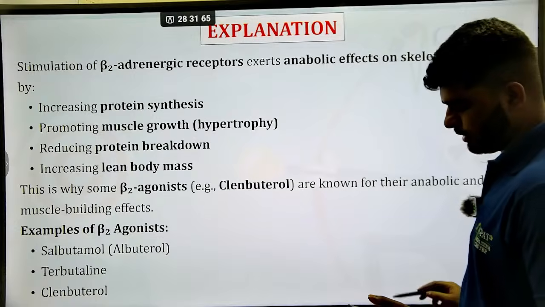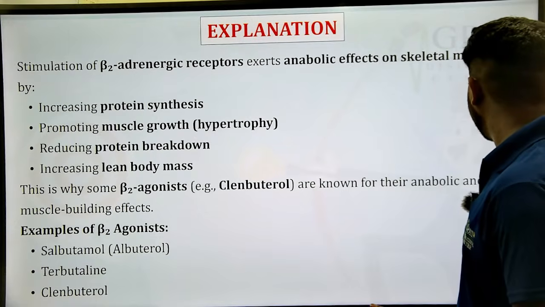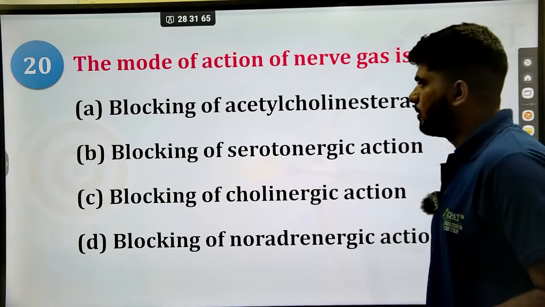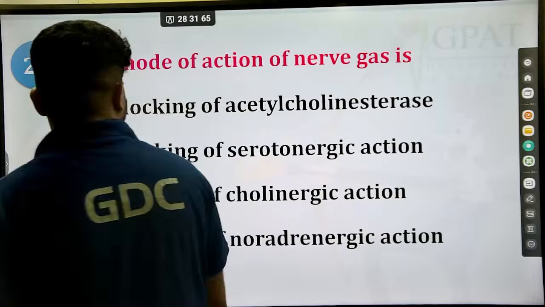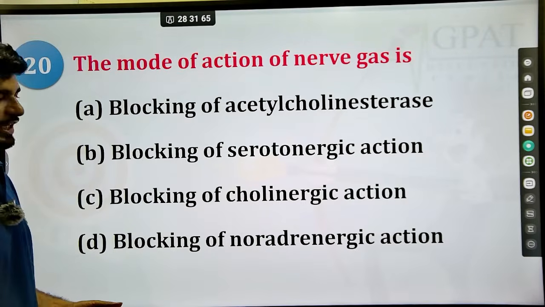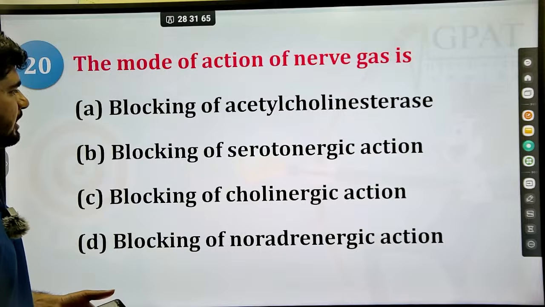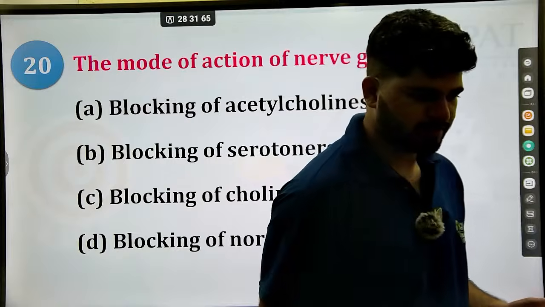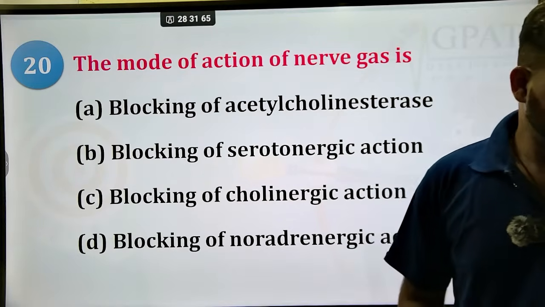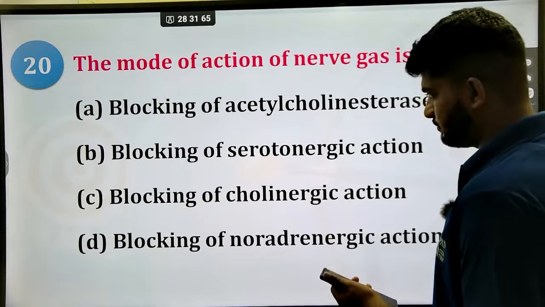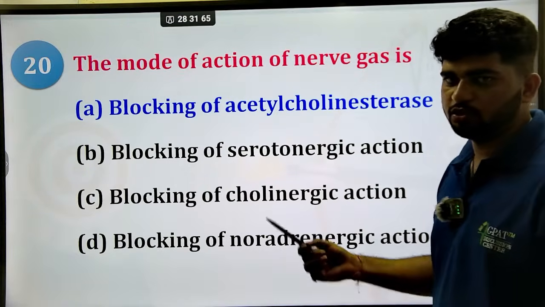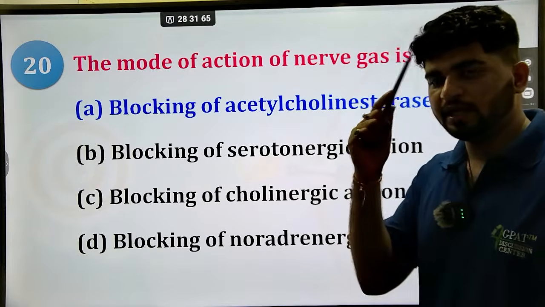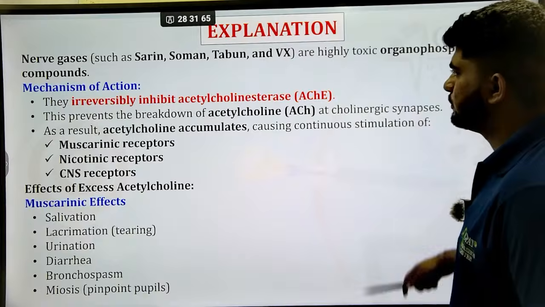So this is important. Next, the mode of action of nerve gas. Blocking acetylcholinesterase, blocking of serotonergic action, blocking of cholinergic action, or blocking of noradrenergic action? Nerve gas, guys. That is nothing but your acetylcholinesterase, because acetylcholinesterase plays a major role in neurotransmission in your brain, right? So nerve gas, obviously.